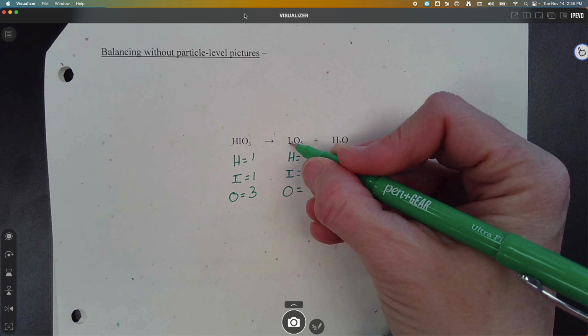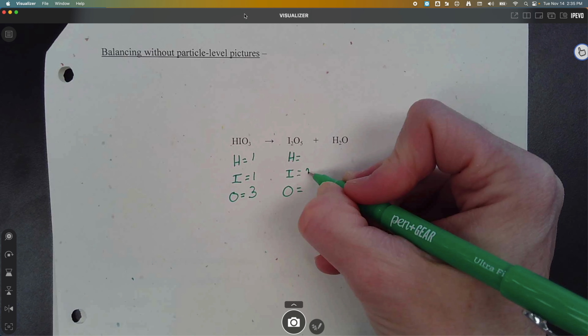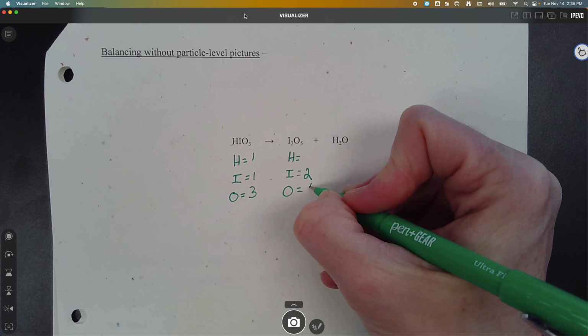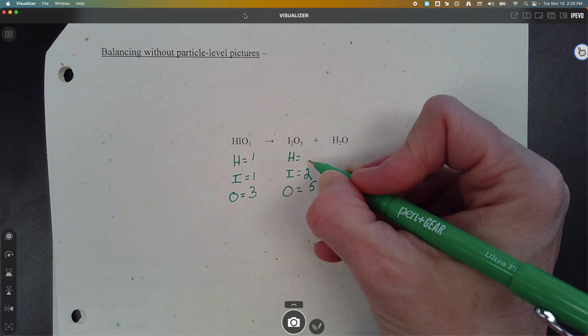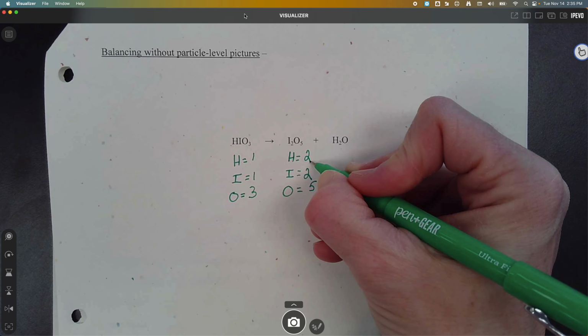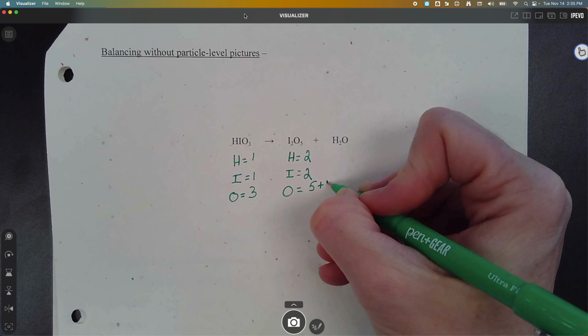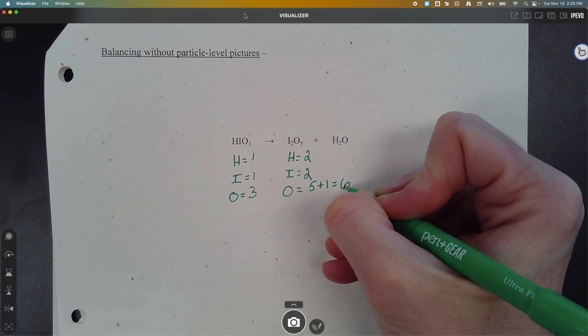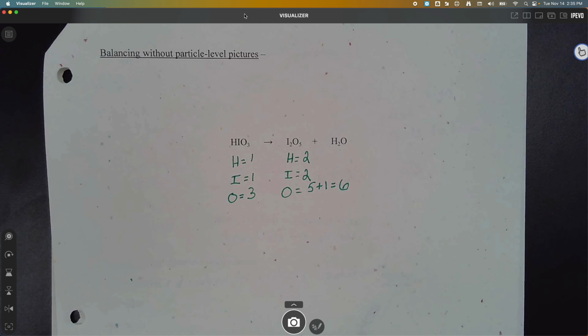On the other side, I'm just going to read left to right. 2 iodines, 5 oxygens, 2 hydrogens, and another oxygen for a grand total of 6.